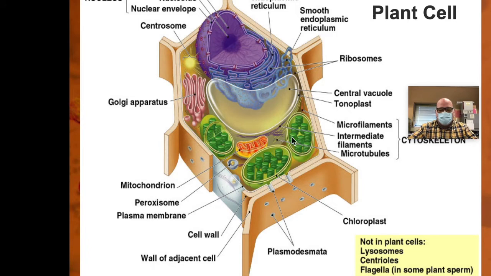So here's a typical plant cell. The big difference is it has cell walls. A couple of things we don't see in plant cells that we do see in animal cells are listed down here. Plant cells don't have lysosomes to break things down. They don't have centrioles, and they don't have flagella because they don't really move around. But you do see some plant sperm that have them. A typical diploid cell doesn't have them. Of course, they have chloroplasts, and animal cells do not.